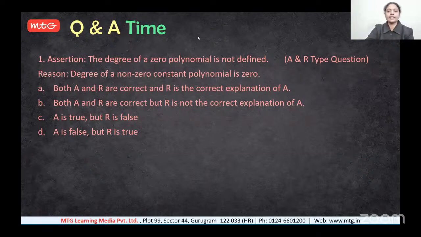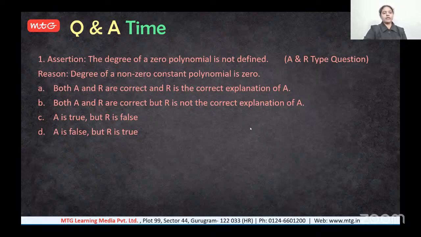Okay, yes, the answers are absolutely right. It is option B. Why is it option B? You can clearly see that this is what I have been explaining to you in the introduction of polynomials. Degree of a zero polynomial is undefined. So it is a true statement.